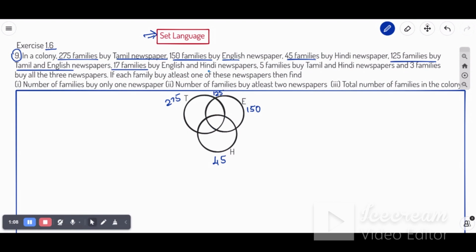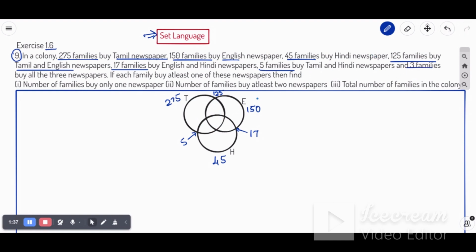And then 17 families buy English and Hindi. So this part will be 17 families, which means this oval shape. And then 5 families buy Tamil and Hindi. Why I'm writing outside is because these separate areas we have to calculate. But this is given as the full area. If you write it inside, that will be a bit confusing, so I'm writing it outside.